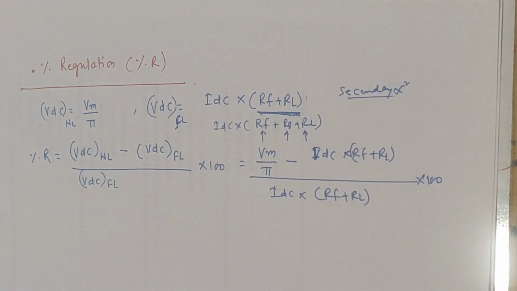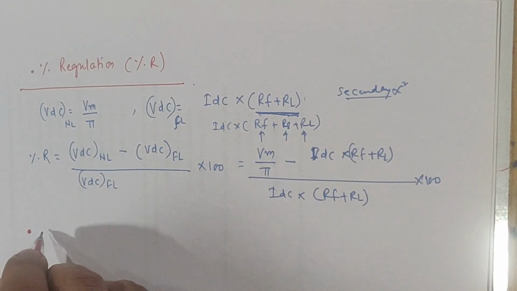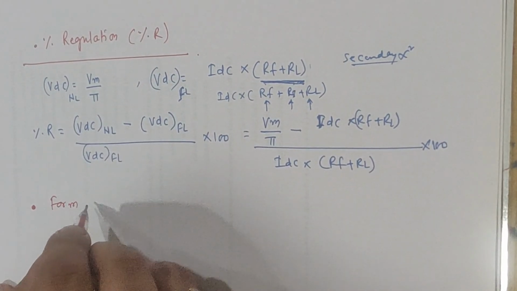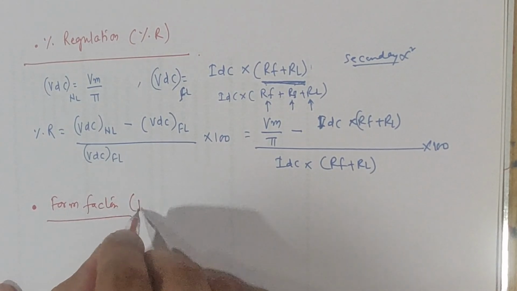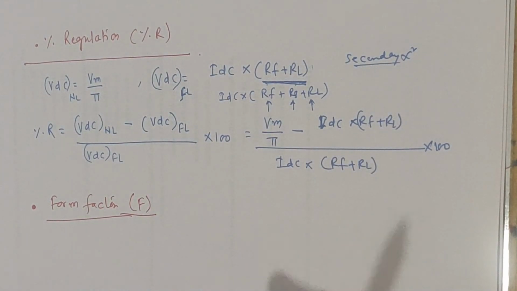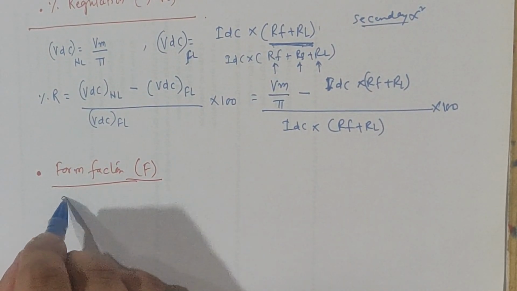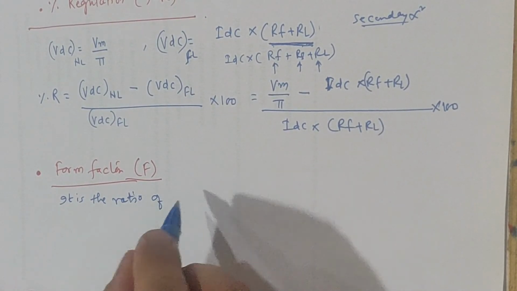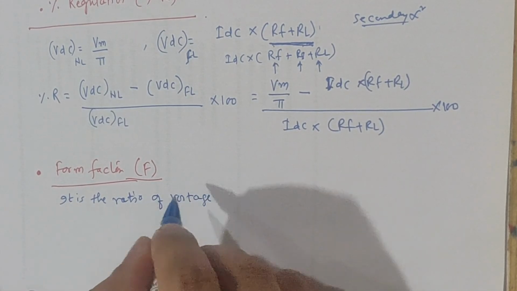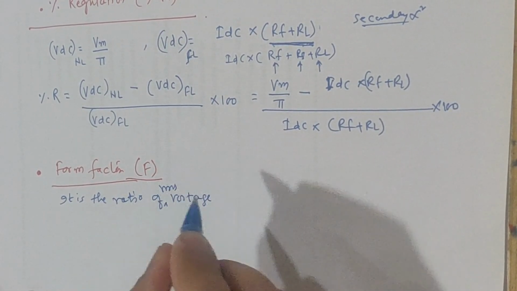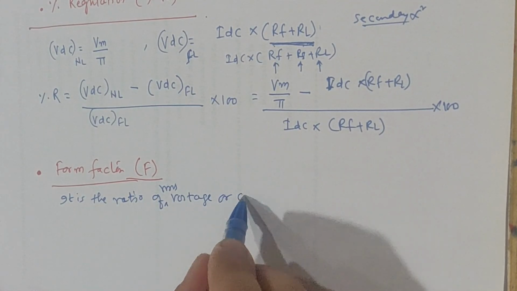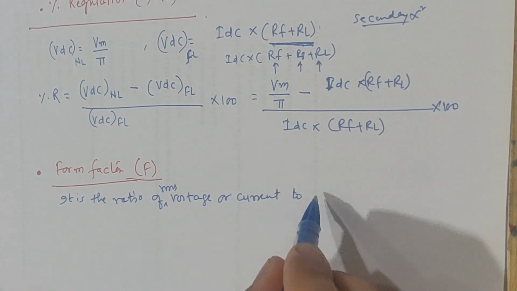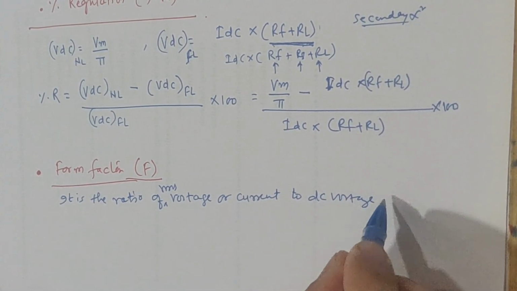Okay. Now let's move towards the last two parameters. Very easy parameters they are, and the first one is called form factor. Form factor represented by capital F. Now what is form factor? It is the ratio of RMS voltage or current to the DC voltage or current.